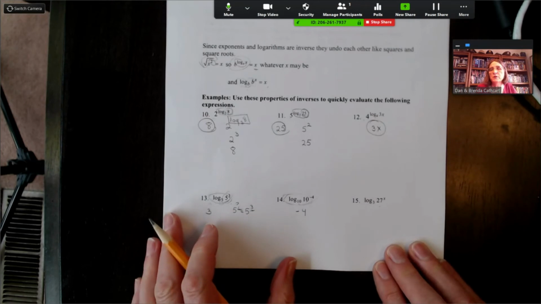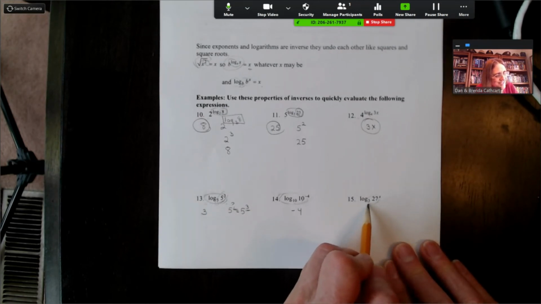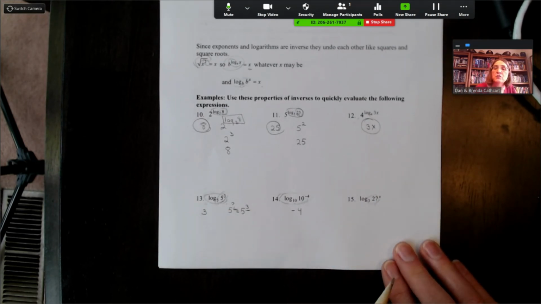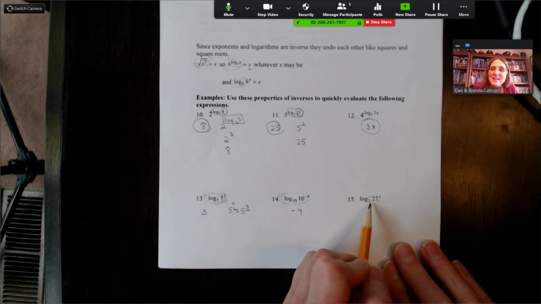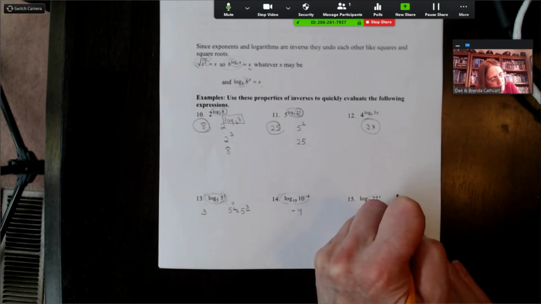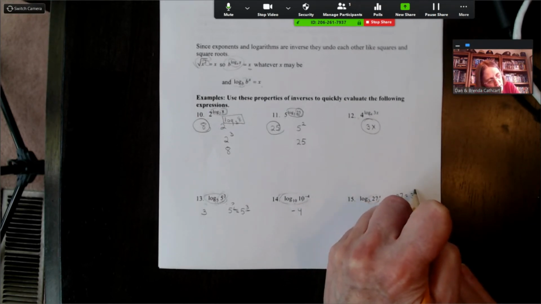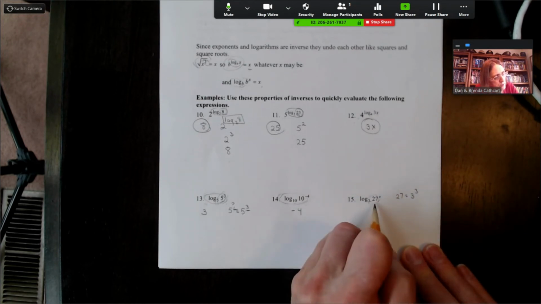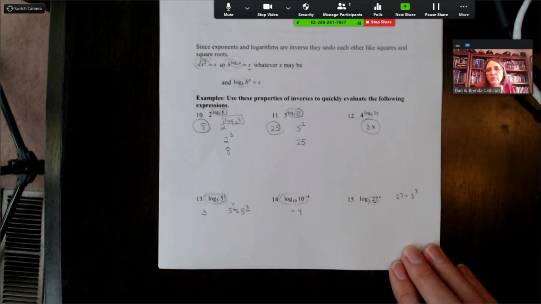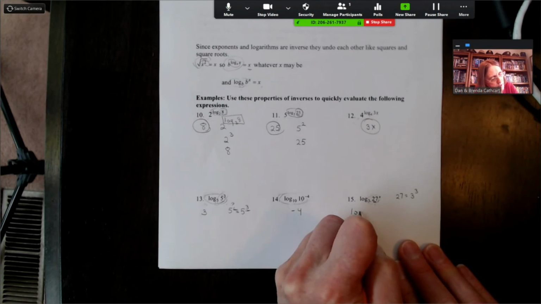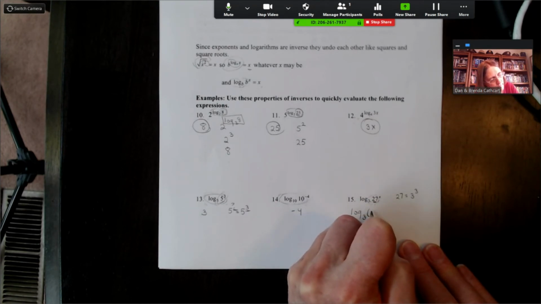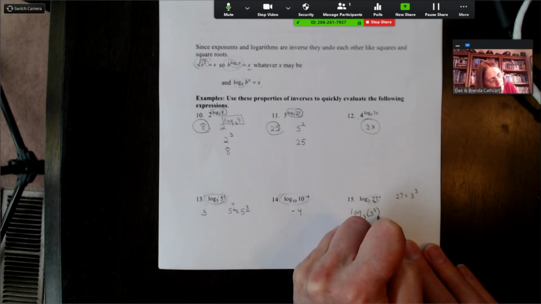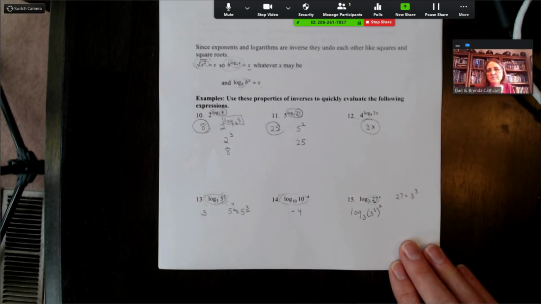Number 15 is a little bit tricky because these bases aren't the same. So I have to get them the same base. Well, 27 I know is the same as 3 to the third, so I'm going to replace 27 with 3 to the third, and I'm going to rewrite this as log base 3 of 3 to the third to the x.